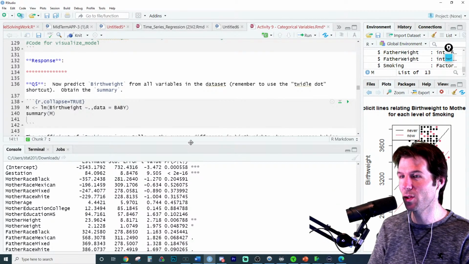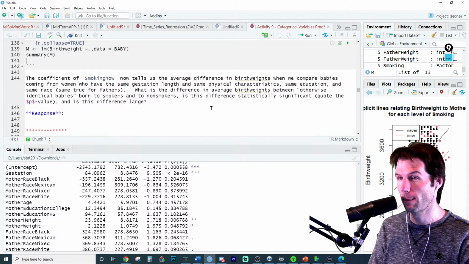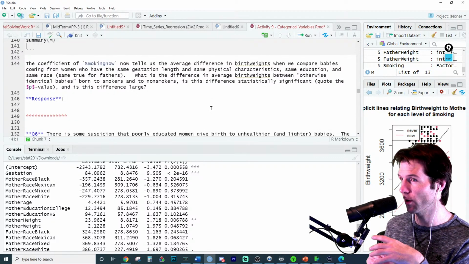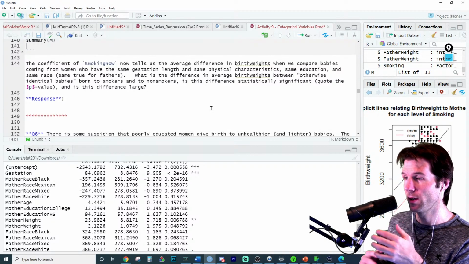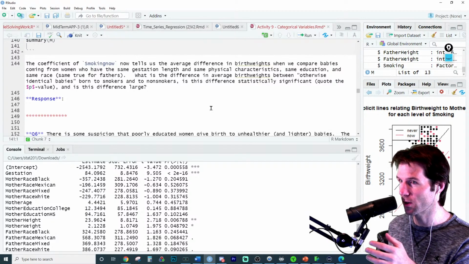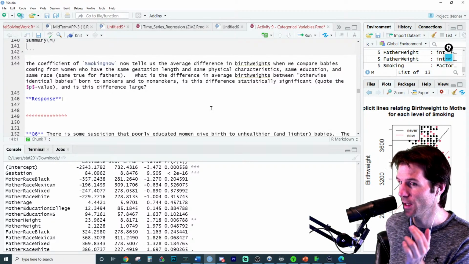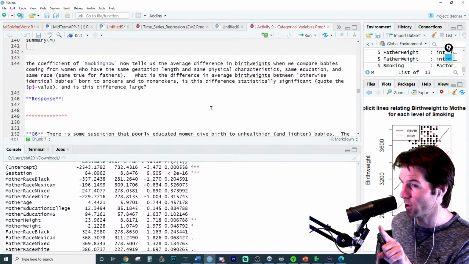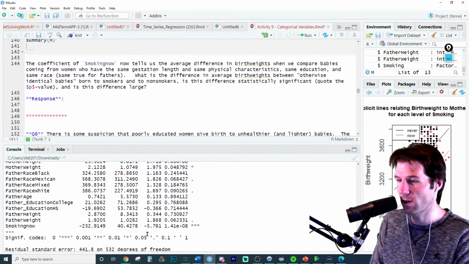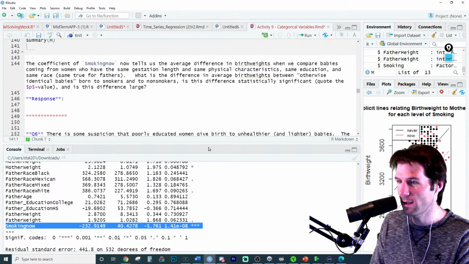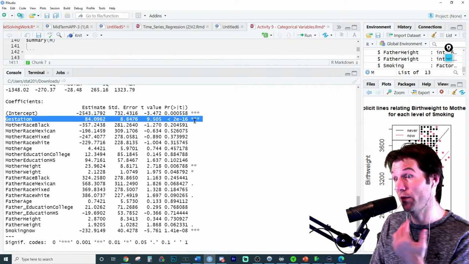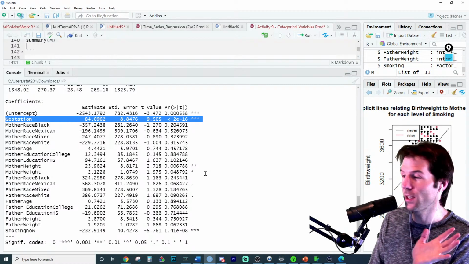So we've got all the variables in here, and we got the summary. The coefficient of smoking now tells us the difference between two babies who are otherwise identical. They have the same gestation length, same parents, same parent education, same height of the parents. Everything is identical between these, except one mother was smoking and one mother was not smoking. A little bit crazy to say everything else is identical, but look at this. It is actually one of the few statistically significant coefficients, along with obviously gestation. So this is everything else equal.